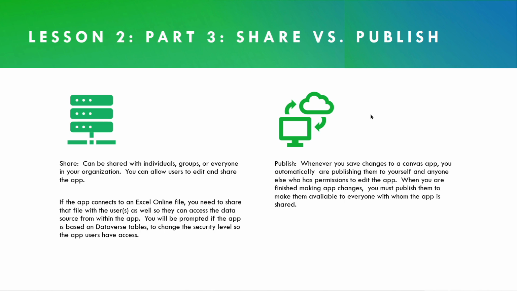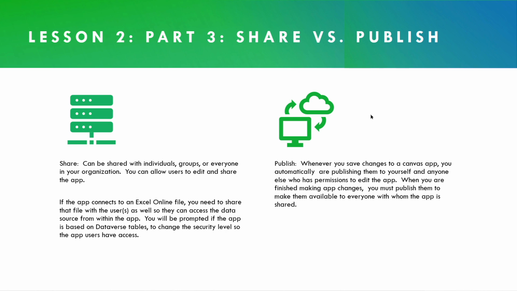When you're sharing an app, the share screens, which you'll see in a little while, give you this information. But for example, if the app connects to an Excel online file, you need to share access to that file with the users as well so they can access the data source from within the app. You'll be prompted if the app is based on Dataverse tables to change the security level if necessary, so the app users will have access to those tables.